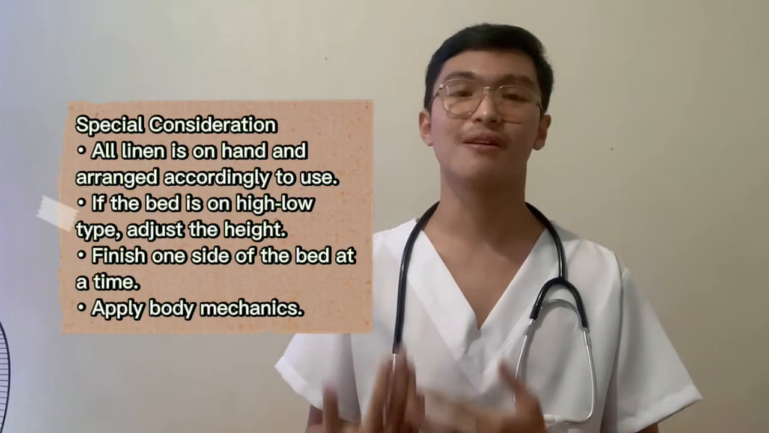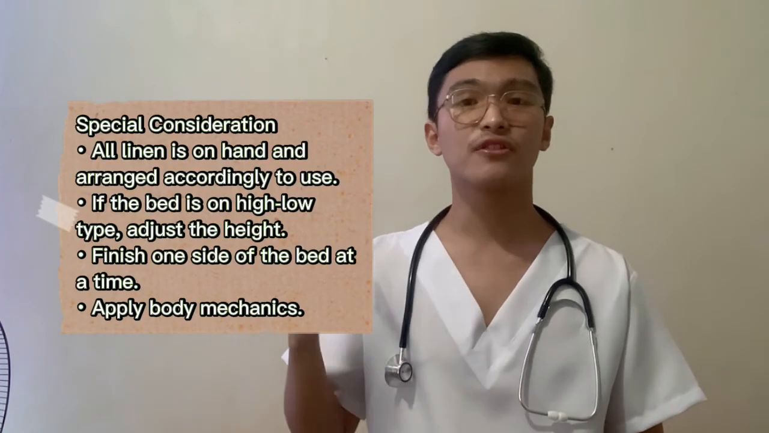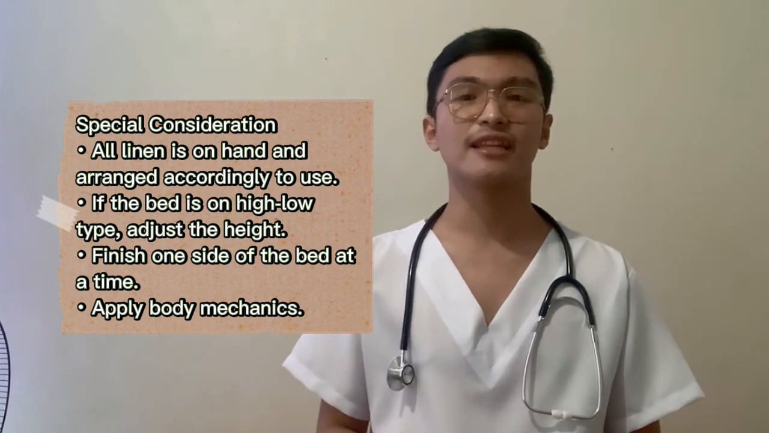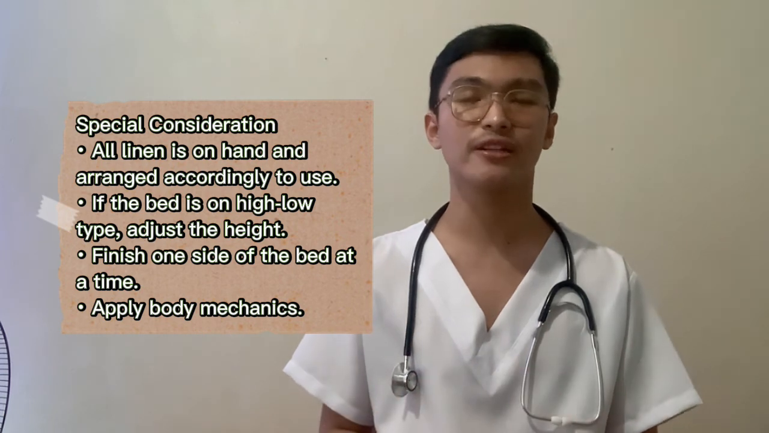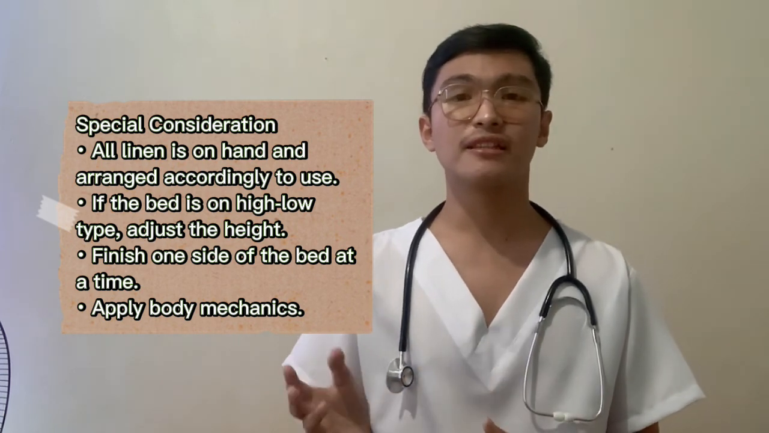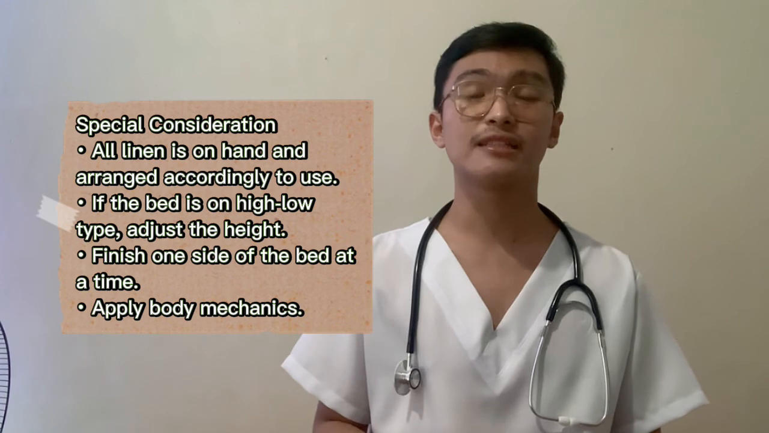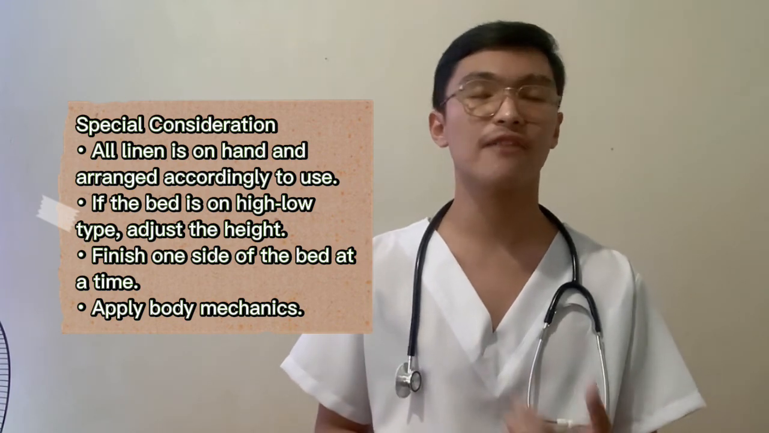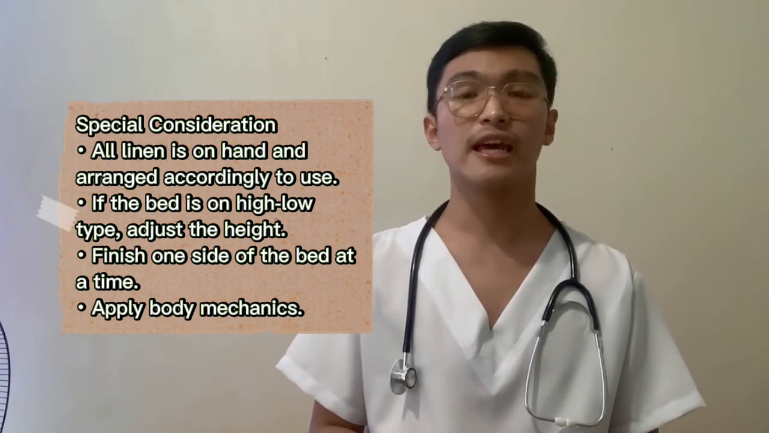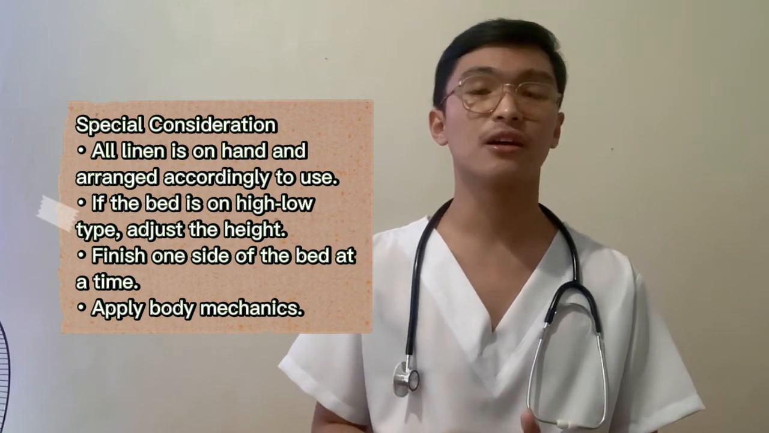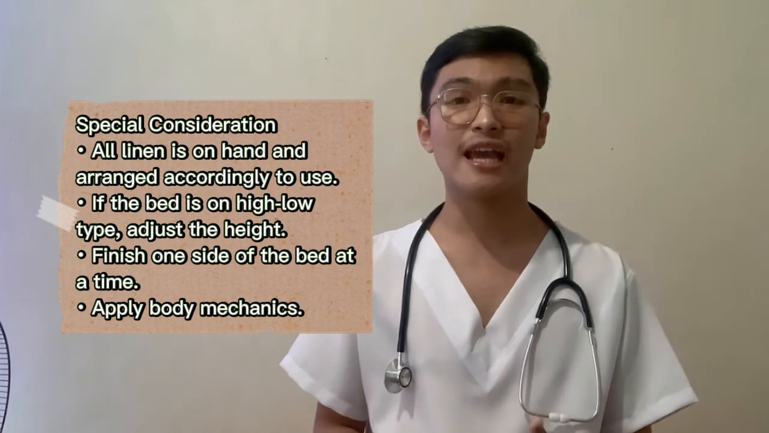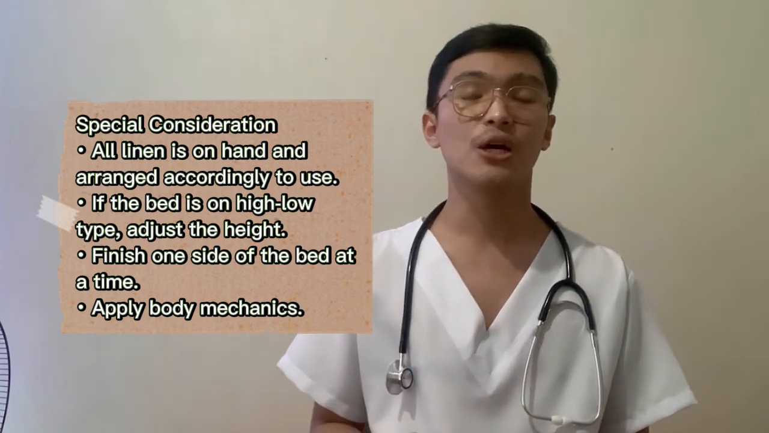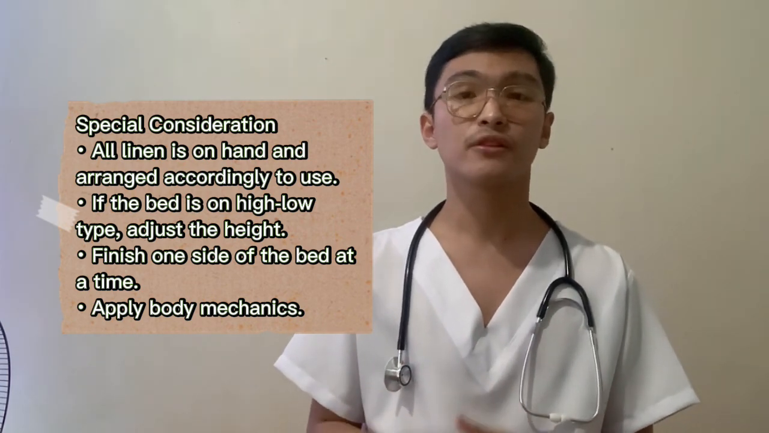Next, there are some special considerations that we must remember. Before starting the procedure, see to it that all linen is on hand and make sure that it is arranged orderly. If the bed is of the high-low type, adjust the height accordingly to prevent injuries. And finish one side of the bed at a time. And of course, we must apply the principle of body mechanics when performing the bed making to prevent some back pain or injuries.